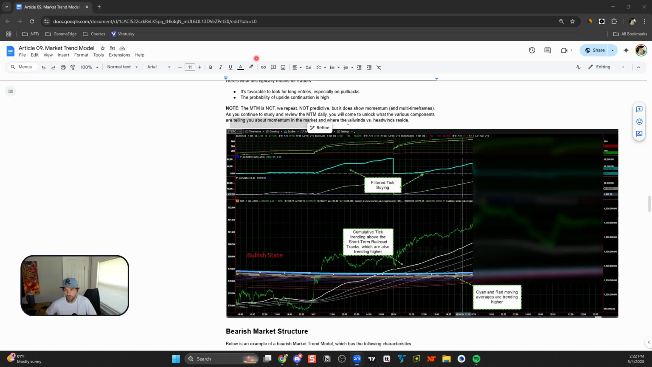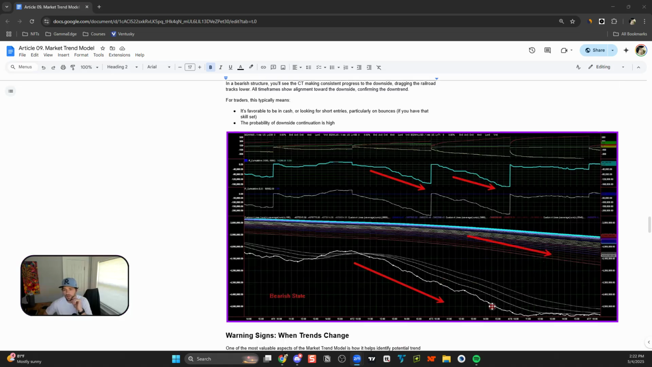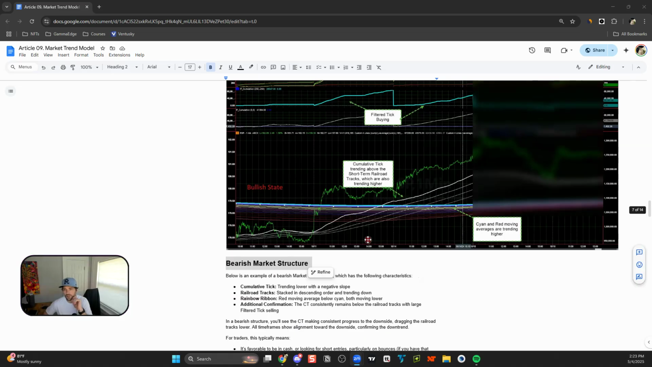And if we have tailwinds versus headwinds, and ultimately what that means for the probability of if price is more likely or not to go up or down. Same thing, reviewing a bearish market structure now. You should immediately see what the difference is between these two structures. Here, the bullish, here, the bearish.